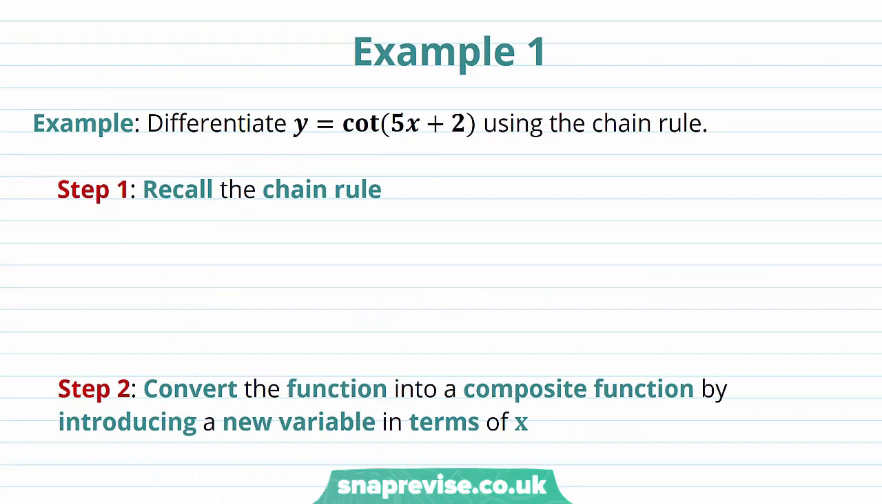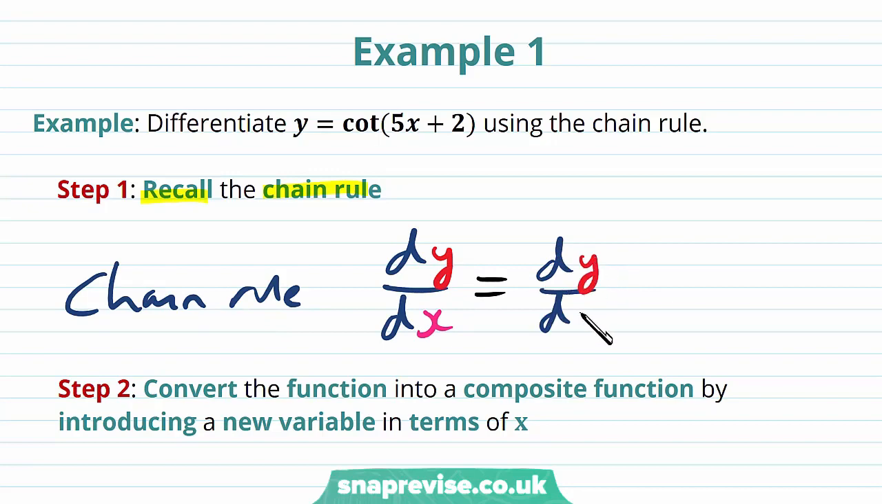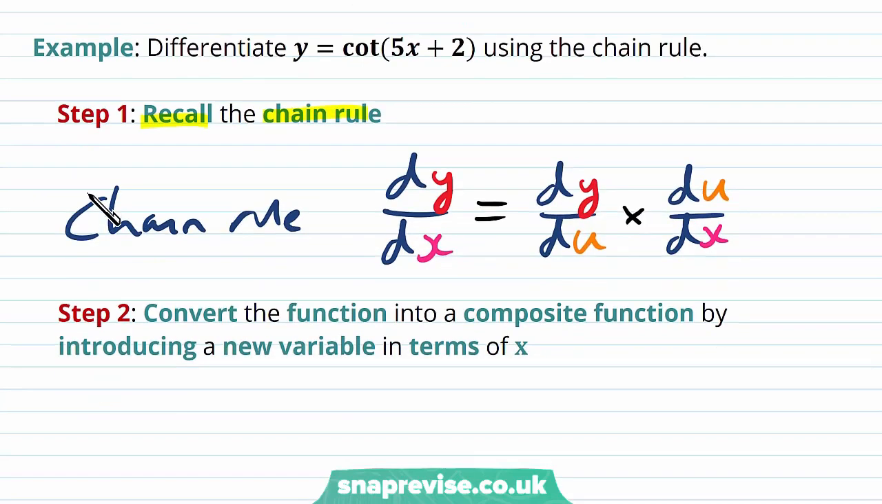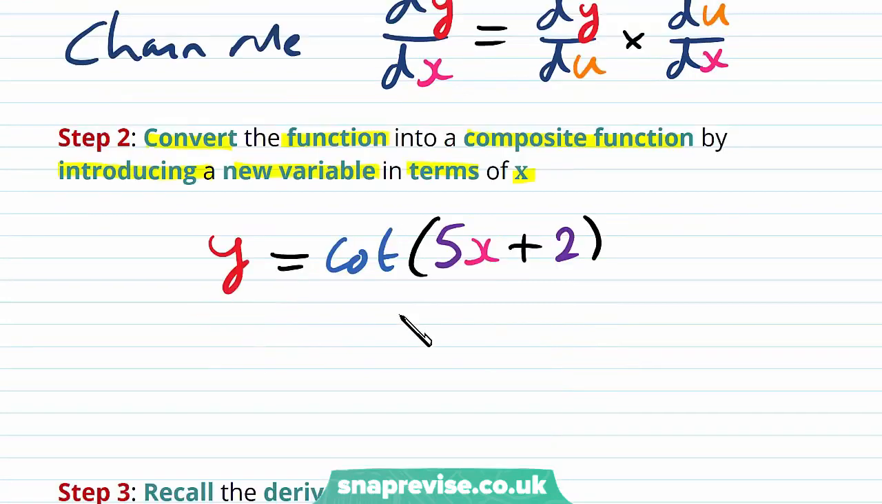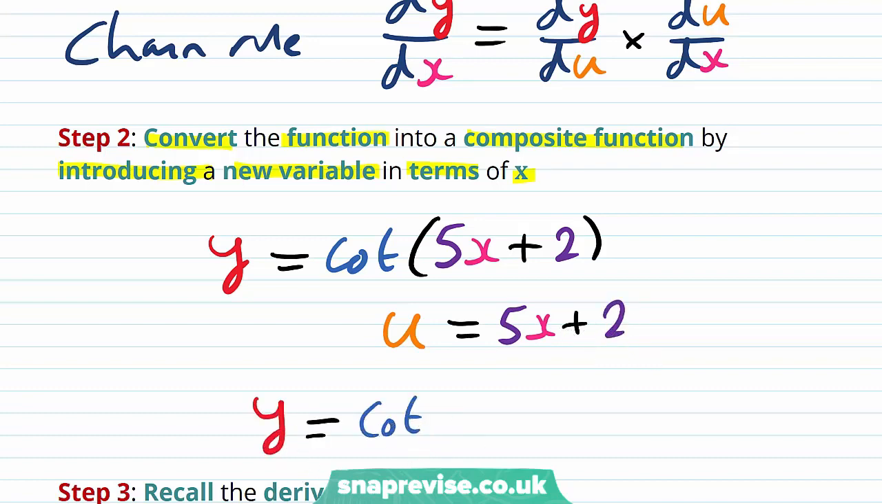Our first example asks us to differentiate y equals cot of 5x plus 2 using the chain rule. Our first step is to recall the chain rule. We have that the chain rule is dy by dx is equal to dy by du multiplied by du by dx. Our second step is to convert the function into a composite function by introducing a new variable in terms of x. Our expression is y is equal to the cot of 5x plus 2. If we let our u be equal to 5x plus 2, then we reduce y to being y is equal to the cot of u.